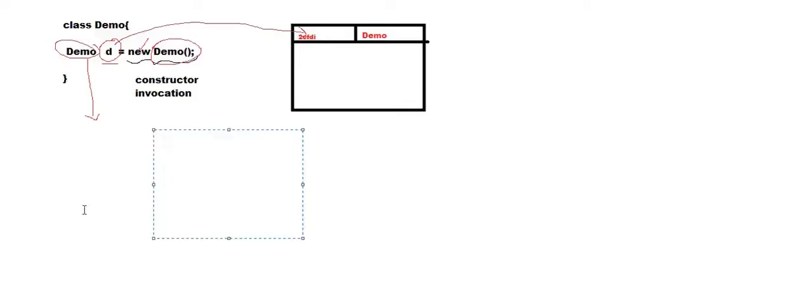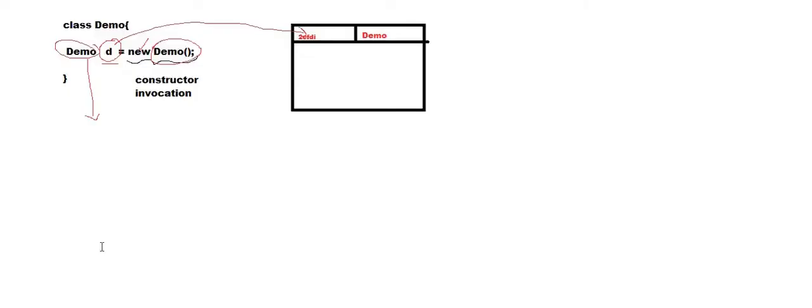We have this data type for the reference d, and this data type is the class name, because that is telling that reference, that variable, to store the object of the demo class. Okay, so this is how we create an object in Java.